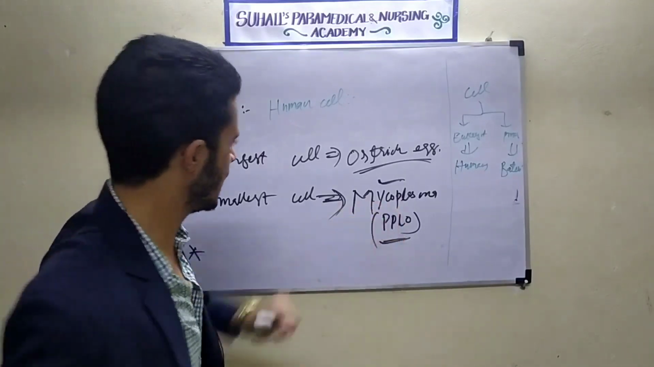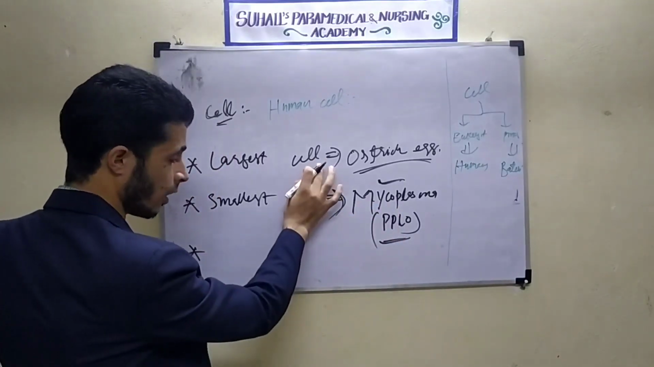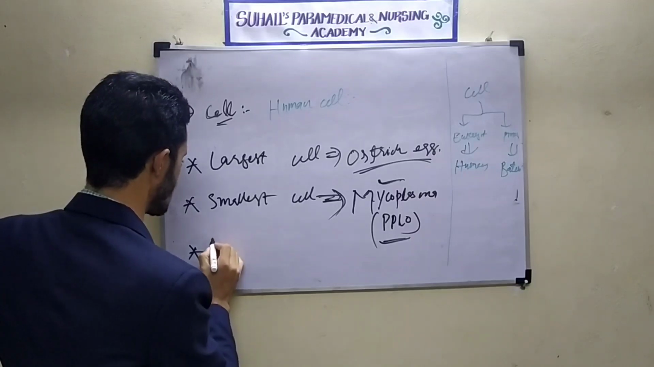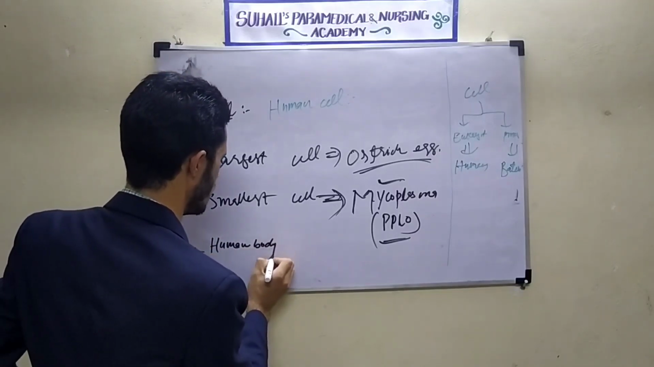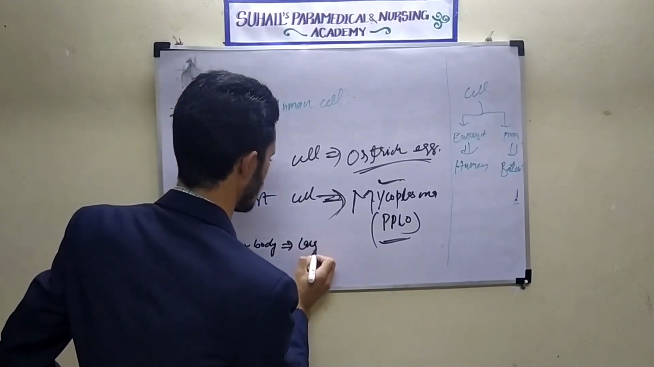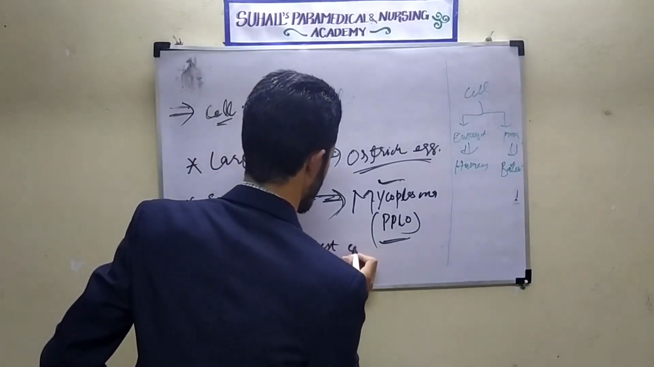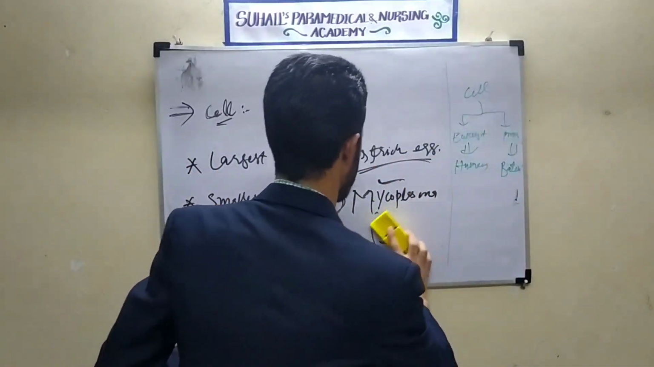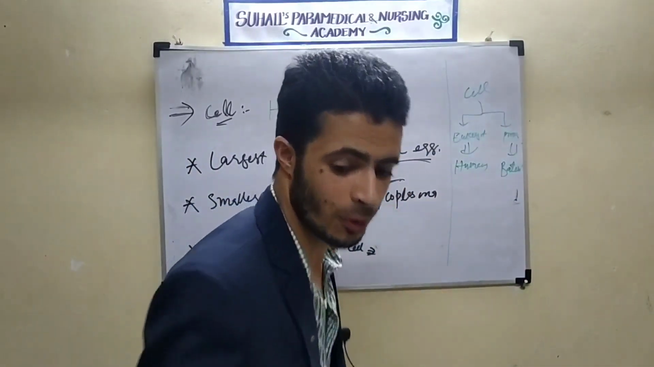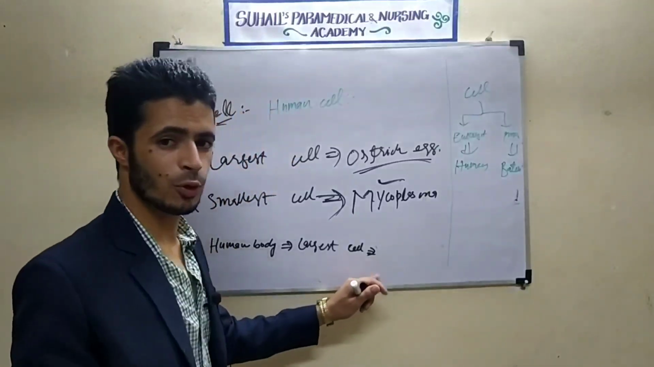See here, largest cell, smallest cell, which is in the human body. Which is the largest cell in the human body? Tell me. This is also important for us. What is the largest cell in case of the human body?